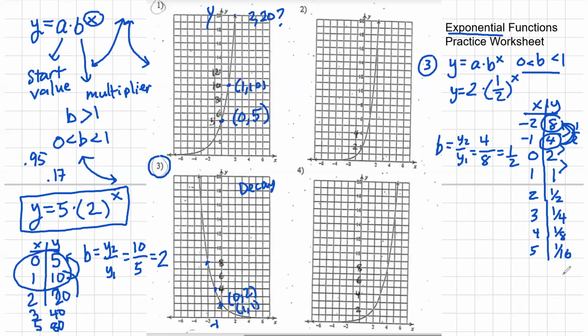Will it ever go to 0? Will this ever be 0? No, because it's going to get closer. It's going to get 1 over 32. This number is going to get bigger and bigger on the bottom, but it's never going to go to 0. So it's never going to cross the bottom.